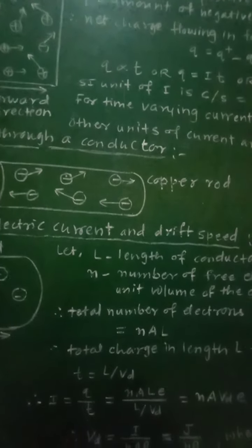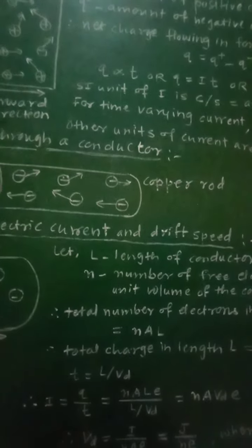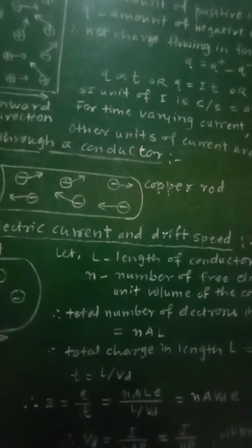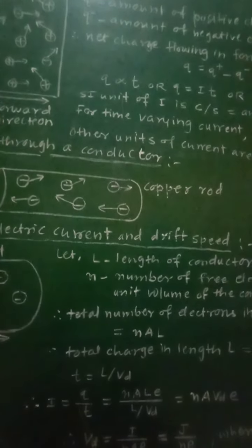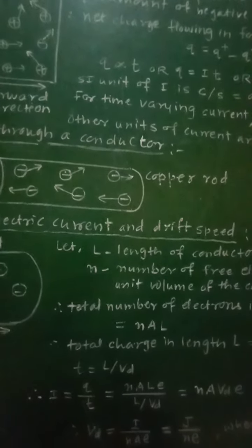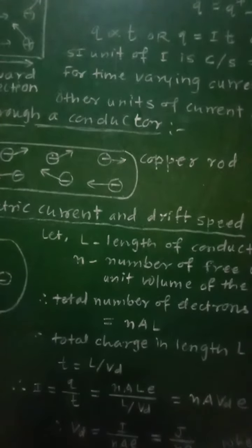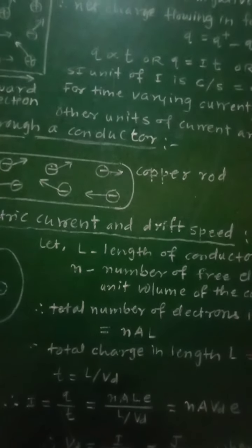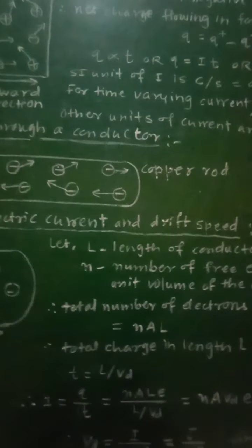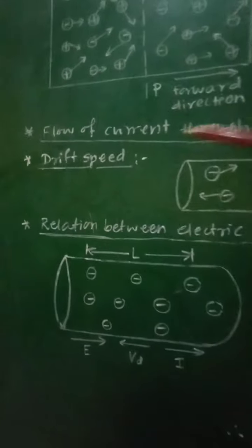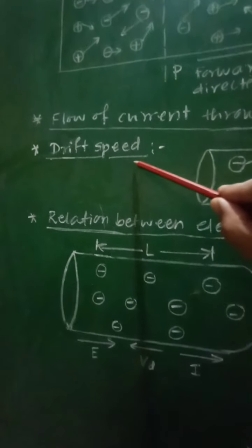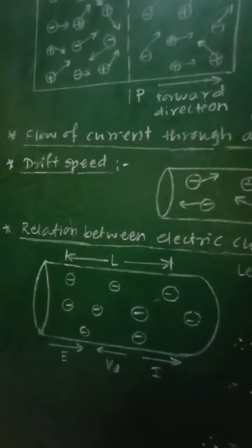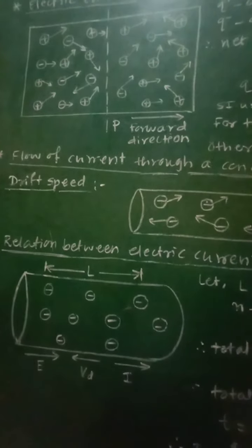A steady electric field will give rise to steady electric current, and steady electric fields are supplied by the cells and batteries. The cells and batteries supply steady electric fields. And now let us see what is drift speed of the electrons.